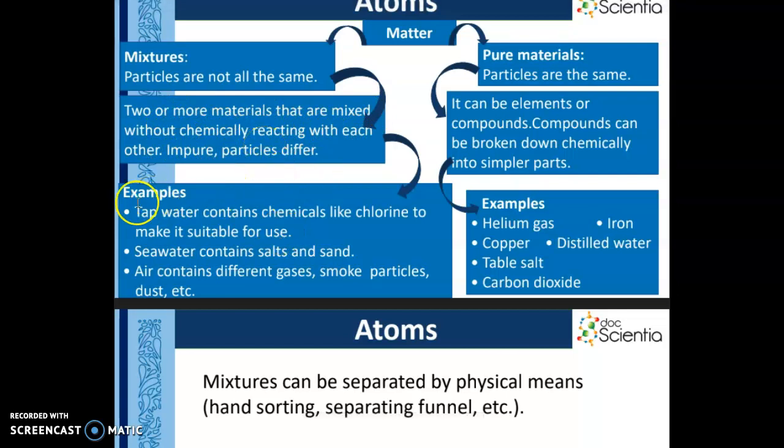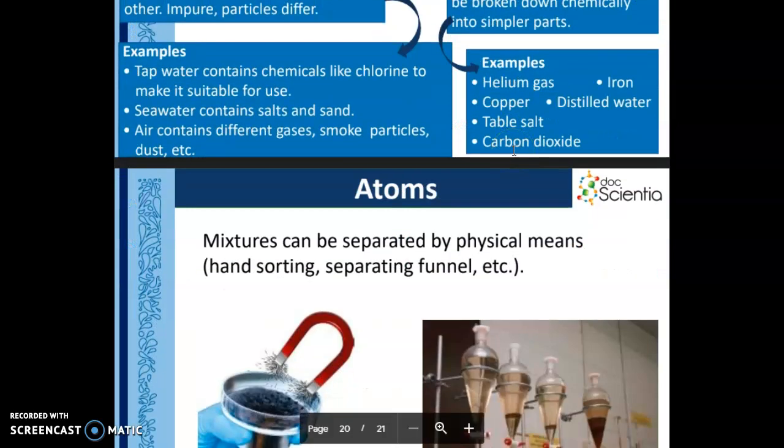So they're different. Examples. Tap water contains chemicals like chlorine to make it suitable for use. Seawater contains salt and sand. Air contains different gases like smoke particles and dust and so forth. Pure materials are particles that are the same, and they can be elements or compounds. Compounds can be broken down chemically into simpler parts. Examples: helium gas, copper, table salt, carbon dioxide, iron, and distilled water.